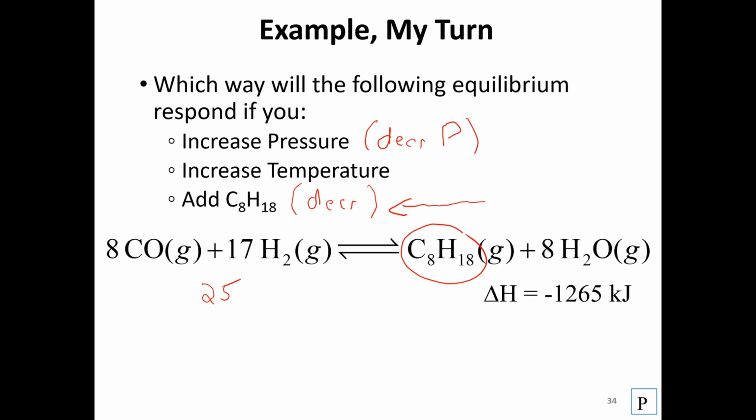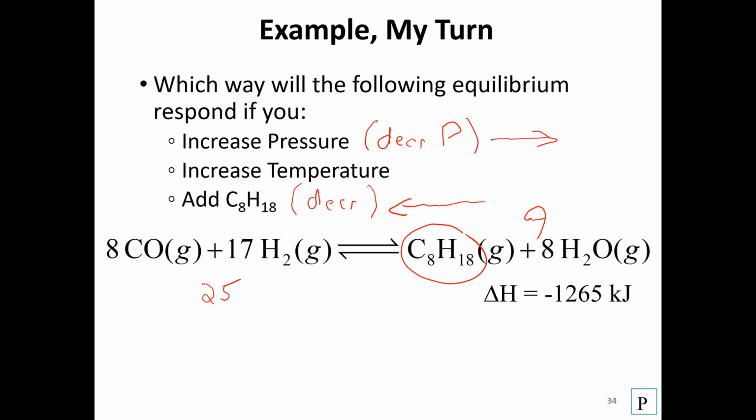On the right, it looks like I have 9 moles of gas. 8 and 1. So, which way could this equilibrium shift to take up less space? If I try to increase the pressure, how can it decrease the pressure? It can do that by shifting to the right. Shifting towards the side that takes up less space will let some of the pressure off.